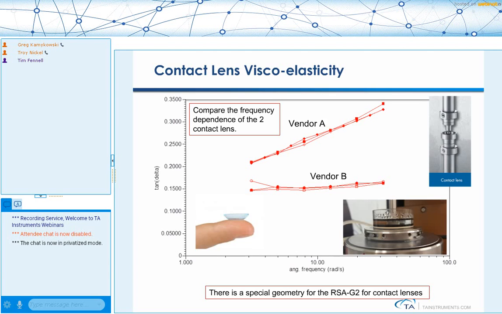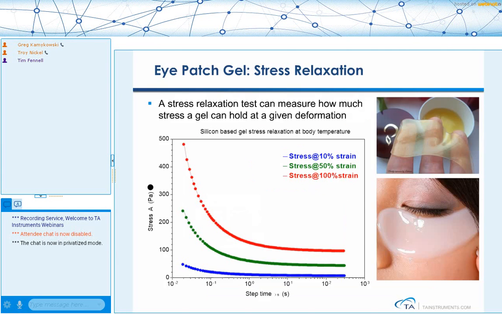And in this case, we can do this test on an HR rheometer, where we submerge the sample with this submersion accessory. We also have a fixture for the RSA G2 that was designed specifically for contact lens, and that will enable you to get the viscoelastic properties of the contact lens material.